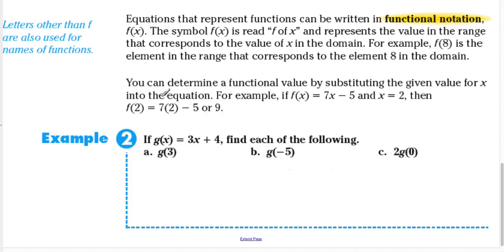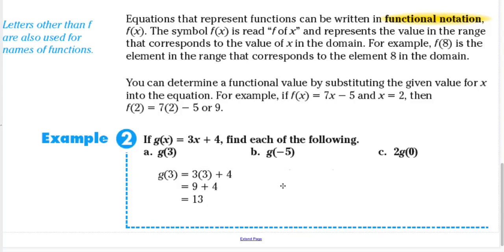Okay, so let's take a look at this example, or before we do that, let's take a look at this one. Letters other than f are also used for names for functions. Okay, and example 2 is a good example of that. If g of x equals 3x plus 4, find each of the following. So that means g of 3, we simply substitute 3 to x. Okay, so g of 3 would be 3 times 3 plus 4. We simply substitute again 3 to x. So g of 3 would be equal to 9 plus 4, or simply 13. Okay, so g of 3 is 13.